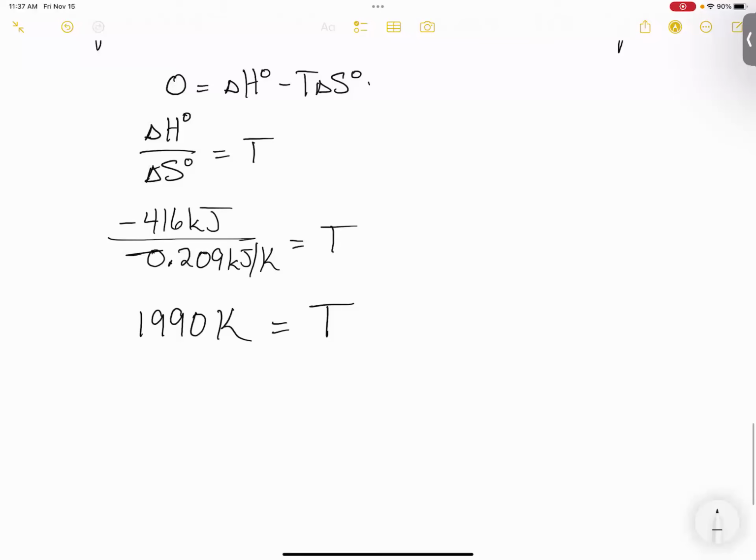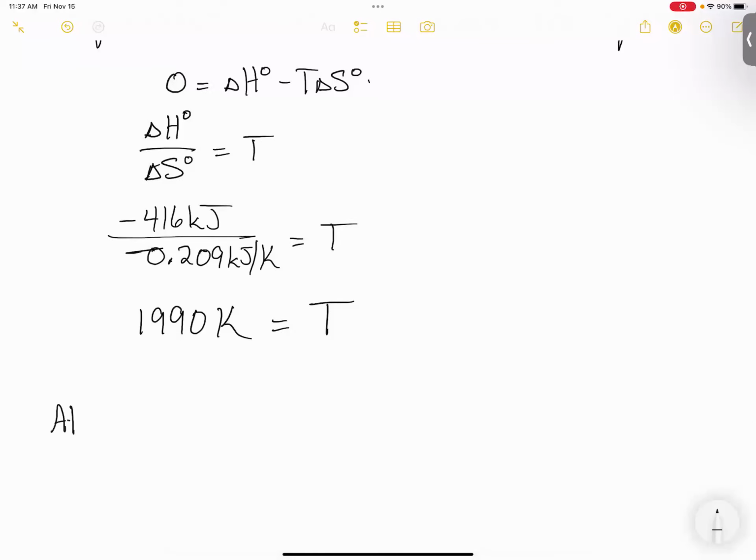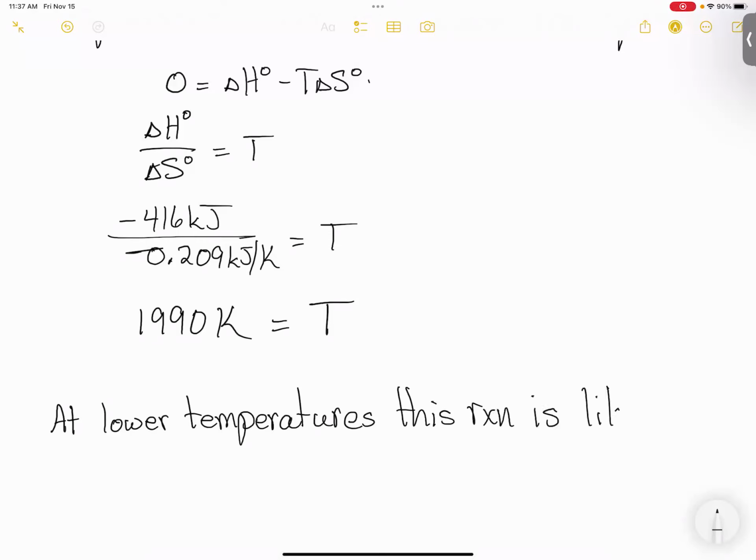So what this tells me is at lower temperatures, this reaction is likely to be spontaneous. I mean, for me, it makes sense because at higher temperatures, the water is going to boil off. You're going to have other things going on.